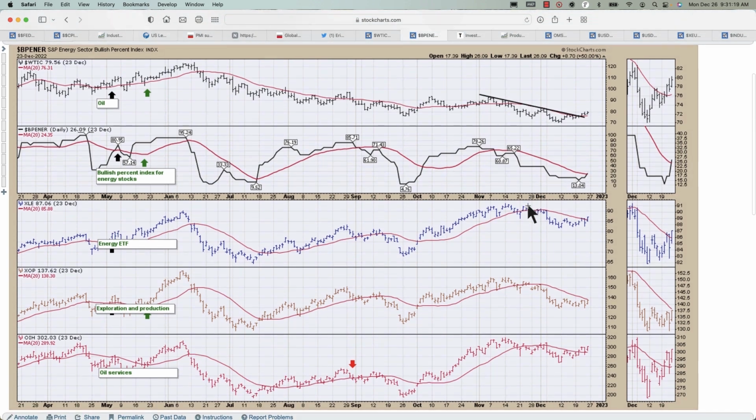So here's a quick way that I look at it, and I really just try to keep a simple table here with oil, the bullish percent index for energy stocks, XLE, XOP, and OIH. So this is the energy spider ETF. This is the exploration and production for oil ETF, and this is the oil services ETF. When they're all above the 20-day, that's a really nice place to be on board. Exploration and production ETF did not quite move above before Christmas. And so what we'll watch for here is as this starts to pop, this looks like a really nice entry to me.